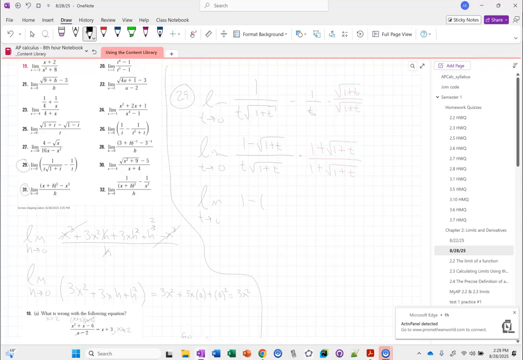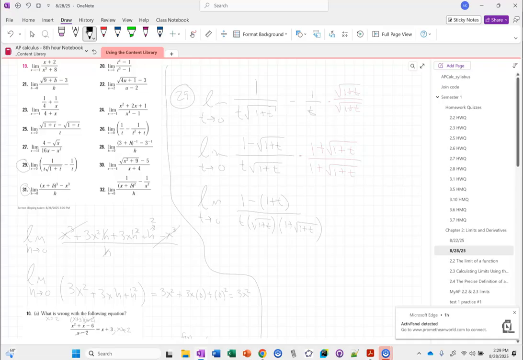So I'm going to have 1 minus 1 plus t over t times square root 1 plus t times 1 plus square root 1 plus t. And I'm not interested at all in multiplying that denominator out because it's in factored form right now. If I'm going to be able to do any reducing, I need that denominator in factored form. So I like it the way it is.